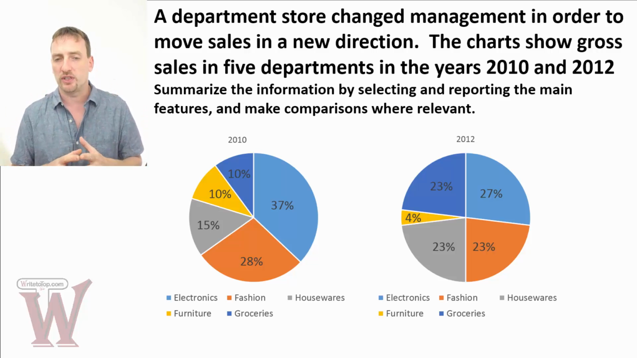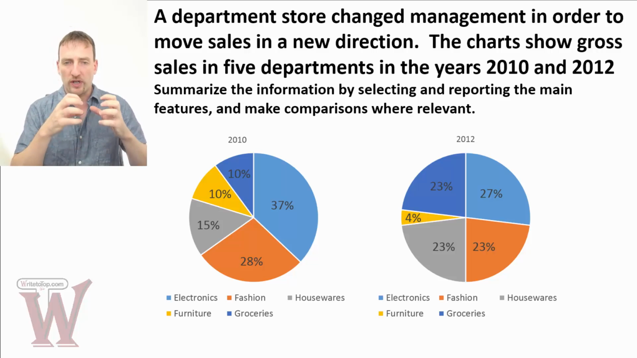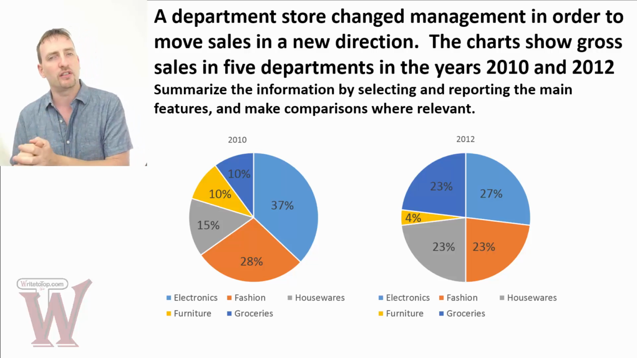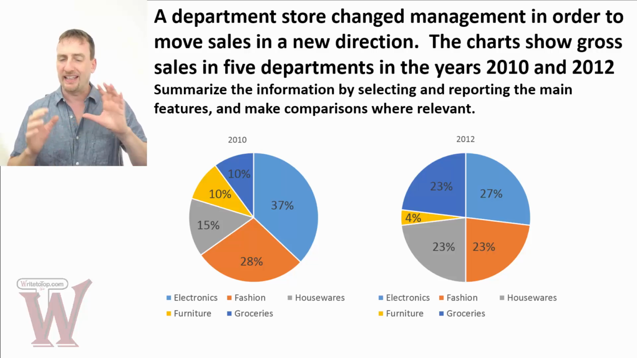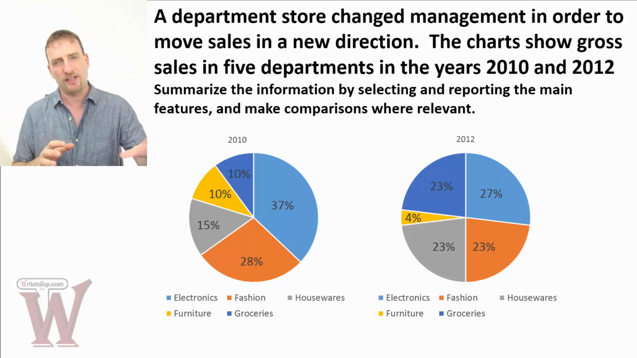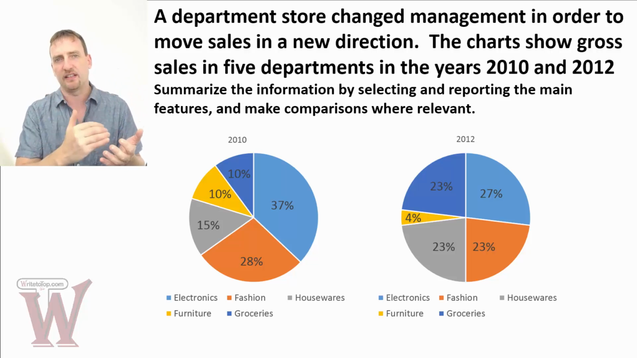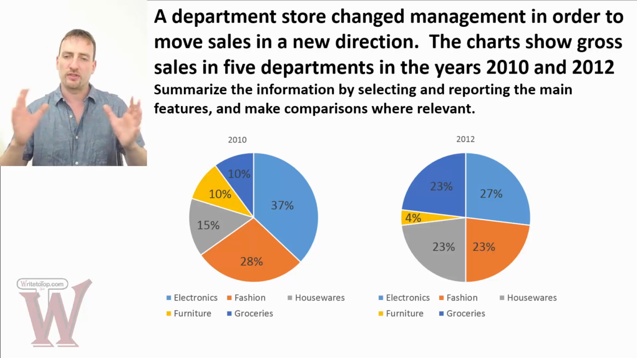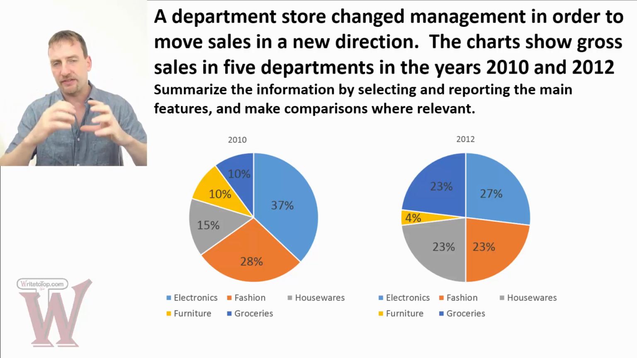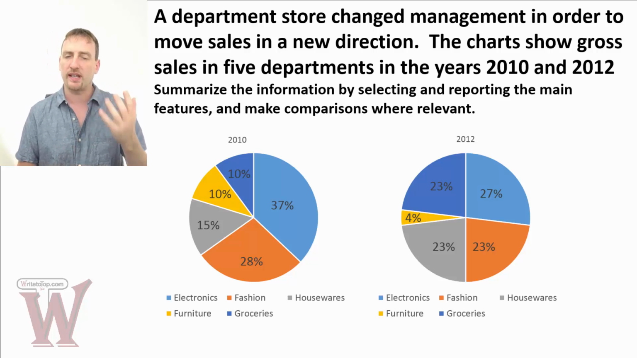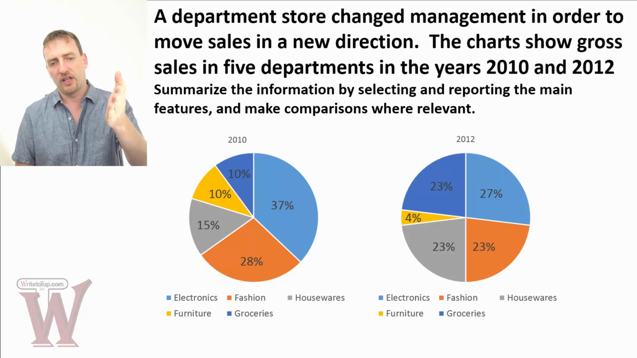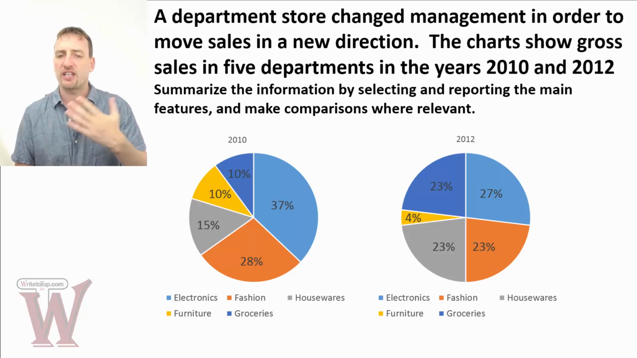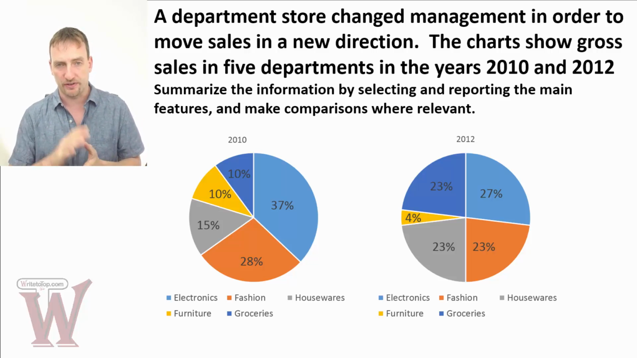So what you need to do is you need to find your groupings. What are you going to talk about in paragraph 1? What are you going to talk about in paragraph 2? And one way to do it is 2010 and 2012. But if you do it that way, all you're doing is listing the information. You're not going to be able to make the comparison. So what I'm going to do is I'm going to look for something that gives me that grouping. Okay, so what can I look for? Well, I have groceries, furniture, electronics, fashion, and housewares. These are the 5 departments in this department store.